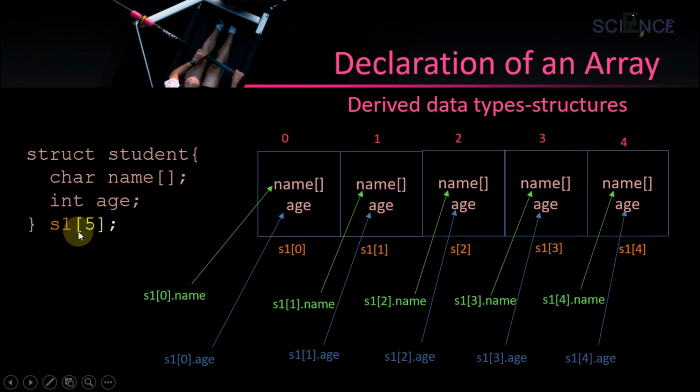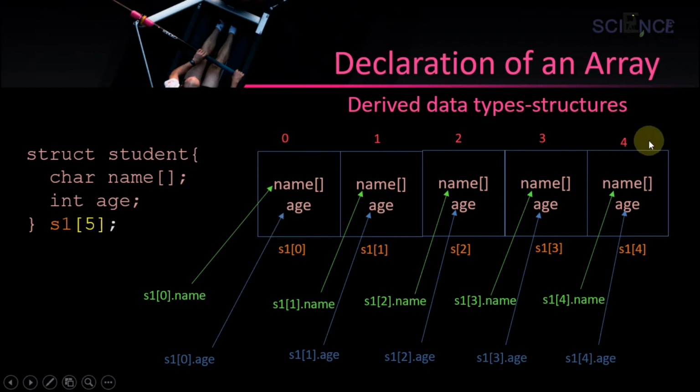So I hope to create an array from this structure with a size of 5, right? So I am giving my array name as S1, and I am hoping to have 5 elements in this array. So this is how I declare this array. So how will it look? So we can say it will look like this, right?